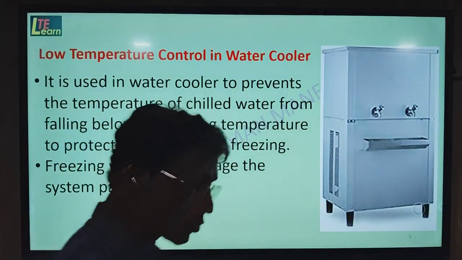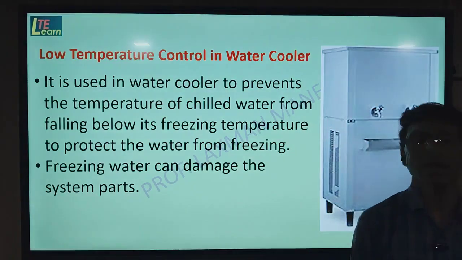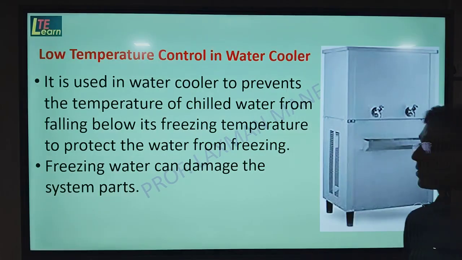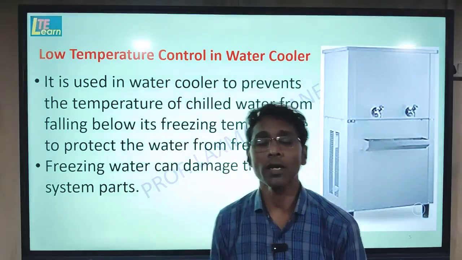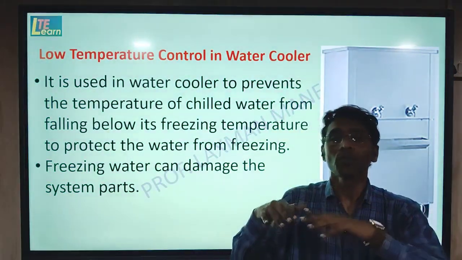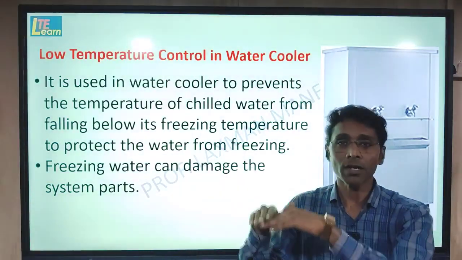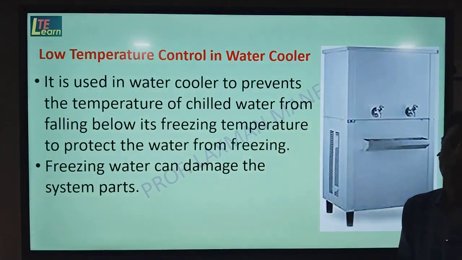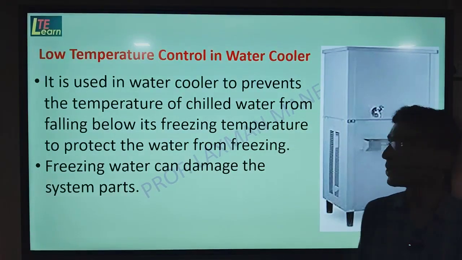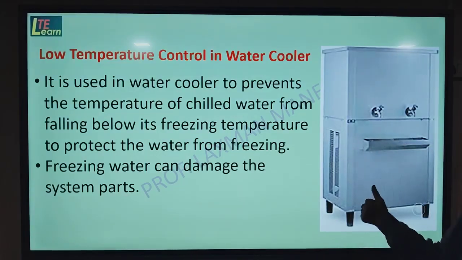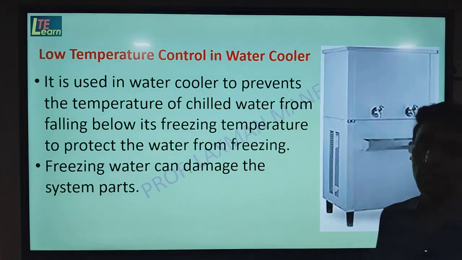Normally a water cooler is used for drinking water, and the suggested temperature to maintain in the water cooler is about 13 degrees Celsius. When the system is running, the temperature of the water falls from normal temperature and reaches 13 degrees Celsius, and at that time the system should be stopped. The vapor compression cycle working in this water cooler should be stopped. For that purpose, low temperature control is used.